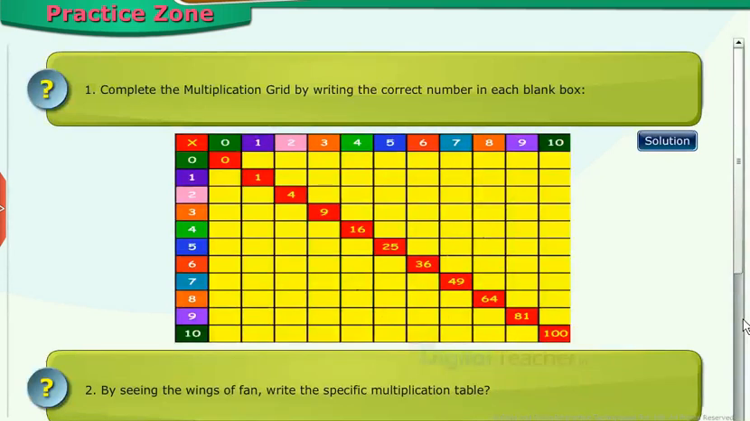Practice zone. Try to solve the questions on your own. Click Solution tab to verify your answers.